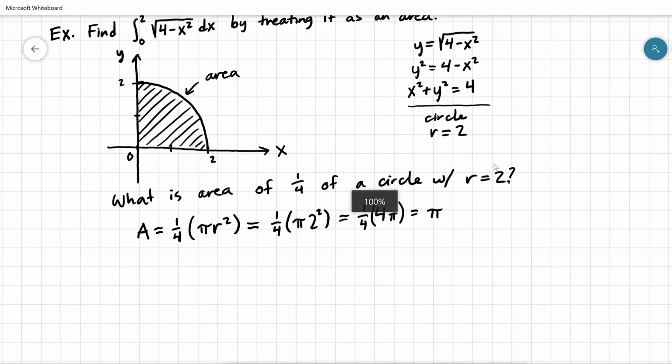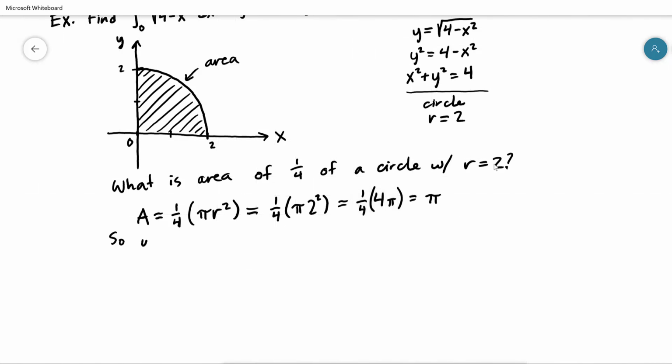So what we found is that in this particular case, the integral from 0 to 2 of the square root of 4 minus x squared dx is going to be pi. And we know that by treating it like an area, drawing the picture, treating it like an area. Okay, so most of the time we're not going to get lucky and wind up with a function that is basically a nice geometric shape that we know the area of anyways. We're going to need a different approach.